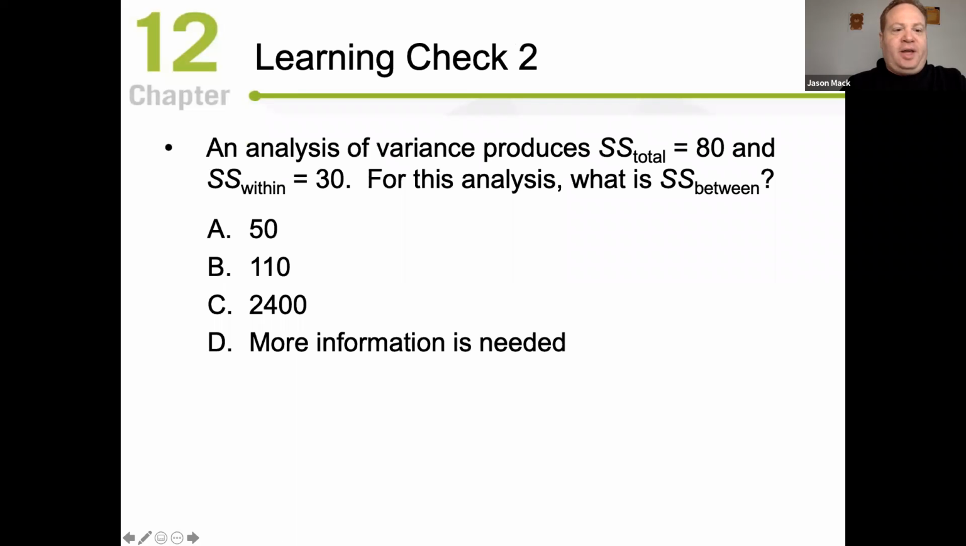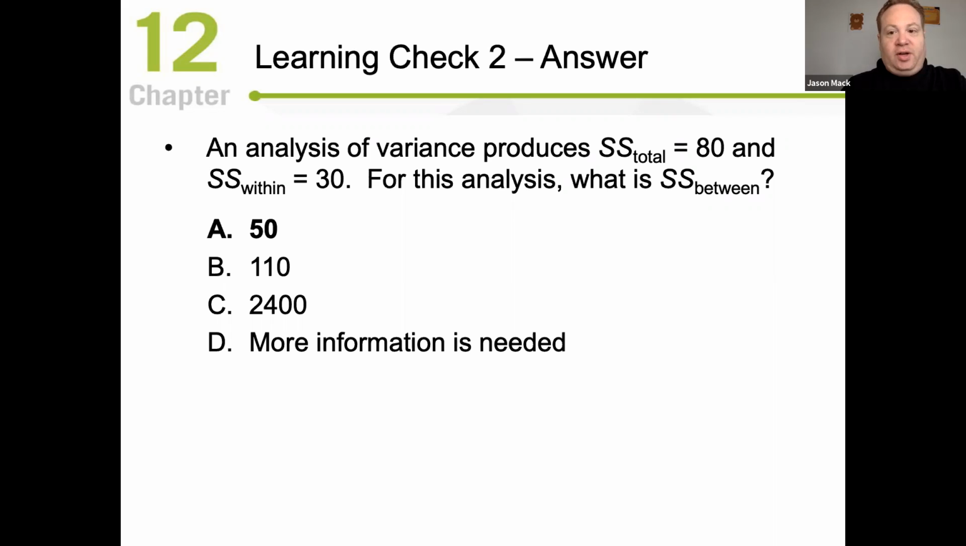Learning check. Analysis of variance produces a sum of the squares total of 80 and the sum of the squares within is 30. For this analysis, what is the sum of the squares between? 50, 110, 2400, or more information is needed. The answer is 50. Again, for today's lecture, think about what I'm saying conceptually. We are going to do a worksheet on F scores.